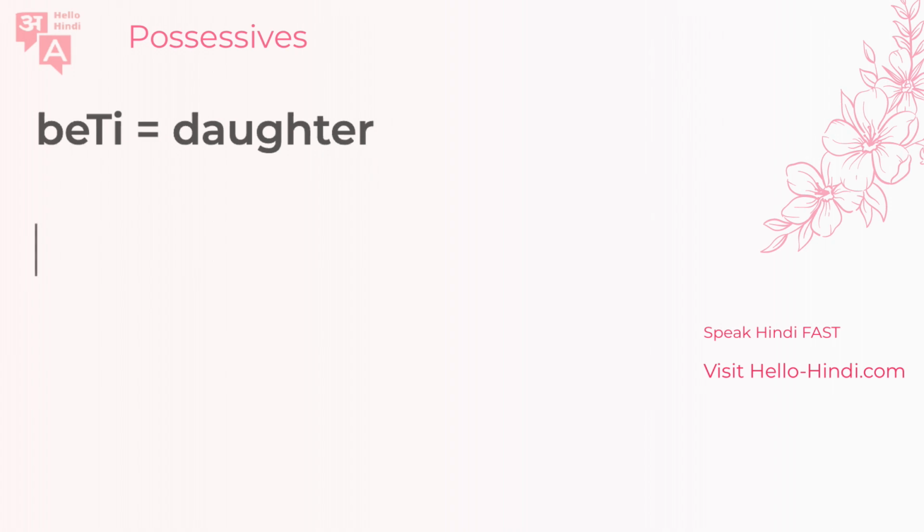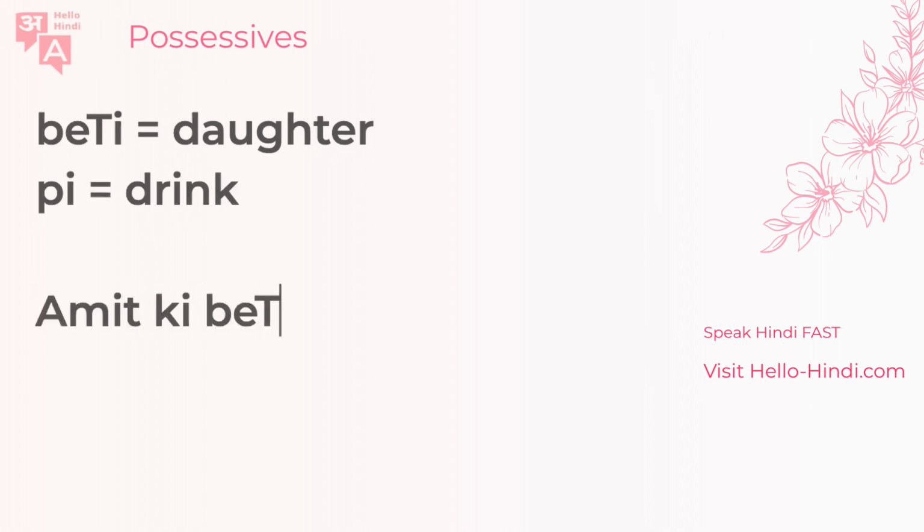So beti means daughter. How can you say Amit's daughter? Amit's daughter drinks water. And the word for drink is pi. Pi means to drink. Okay. So how can you say Amit's daughter? Amit ki beti. And then I put the T as uppercase because it's a harder T. You want to refer back to our pronunciation notes. It's a harder T, so it's beti.